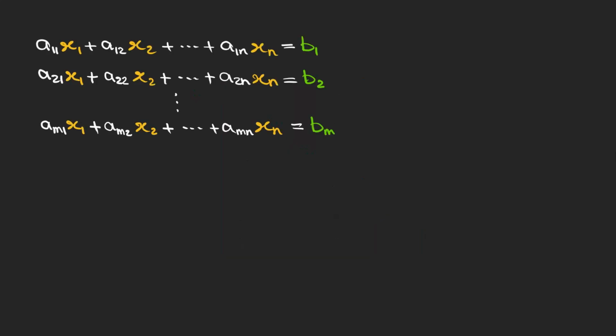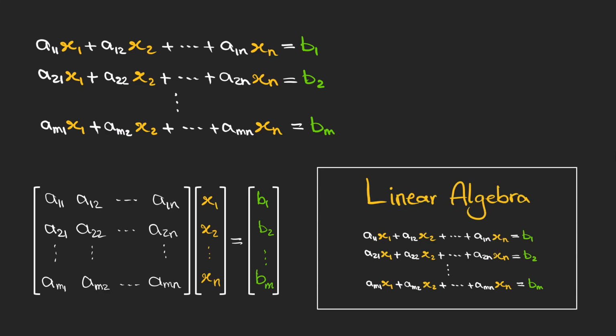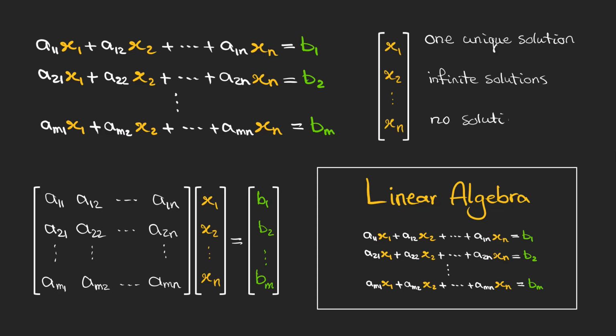Now, let's see how we can use these concepts to find the solutions for these systems of linear equations, which are very important in linear algebra. This system of linear equations can be written in this form using matrices. In this previous video, we tried to make sense of these systems using some geometrical interpretations. And we learned that these systems of linear equations have only one or infinite or no solutions.